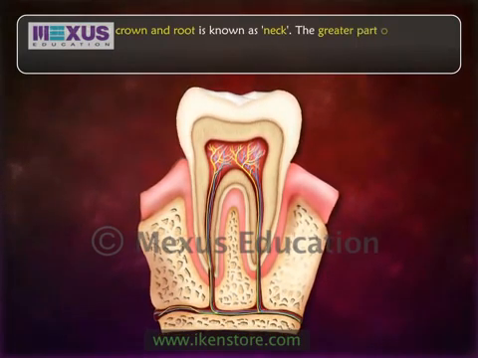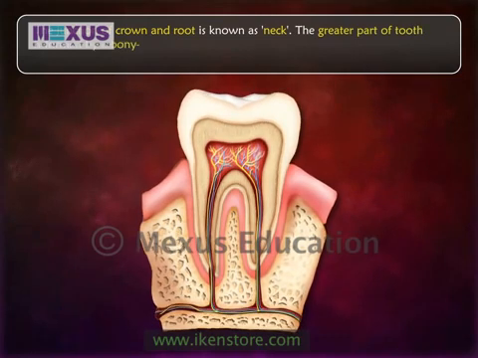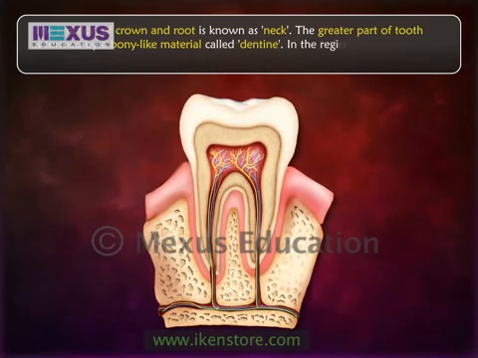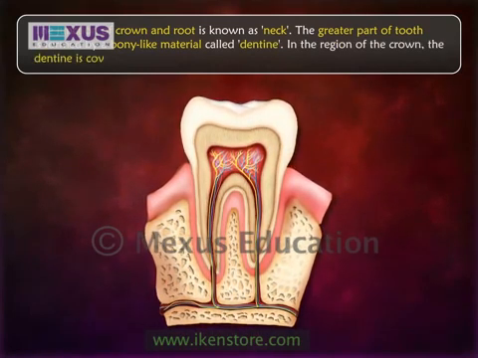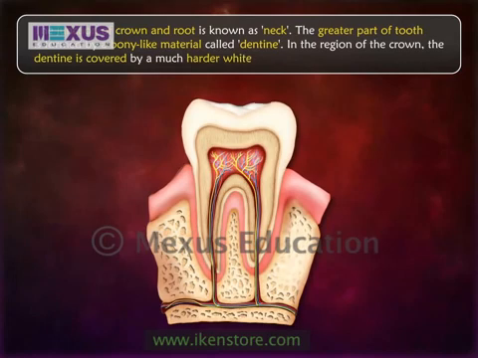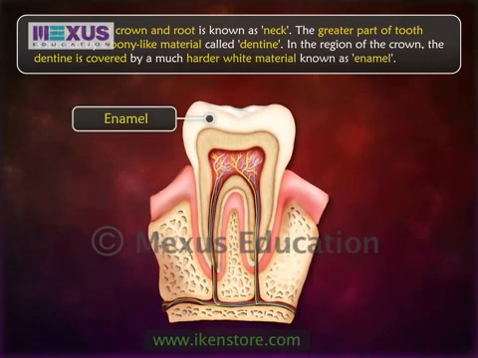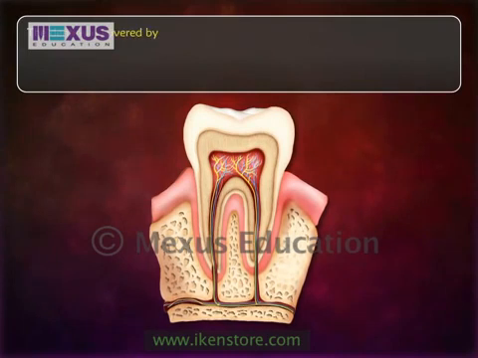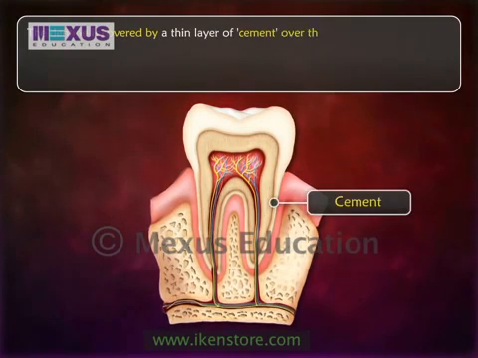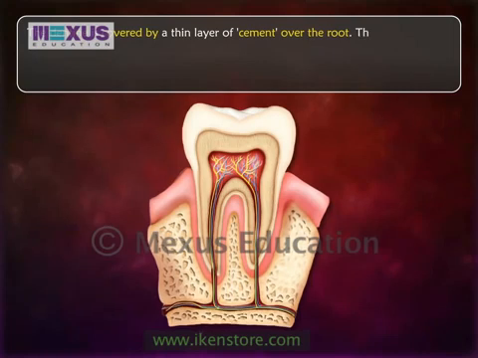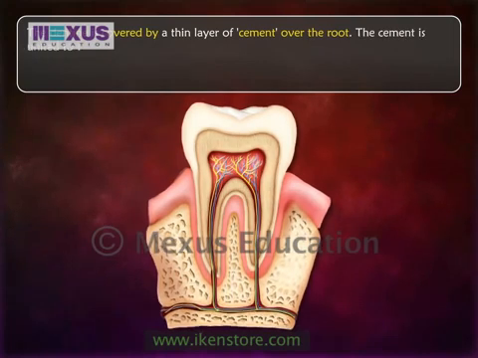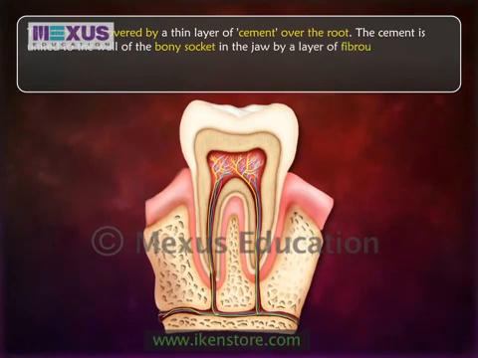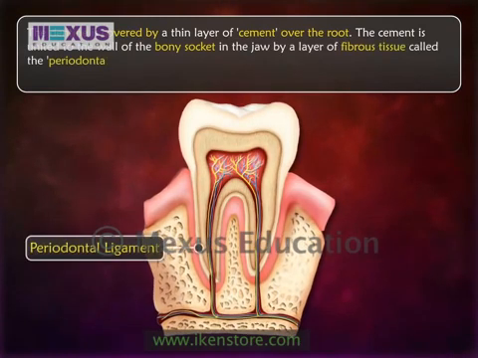The greater part of the tooth is formed by a bony-like material called dentin. In the region of the crown, the dentin is covered by a much harder white material known as enamel. The dentin is also covered by a thin layer of cement over the root. The cement is united to the wall of the bony socket in the jaw by a layer of fibrous tissue called the periodontal ligament.